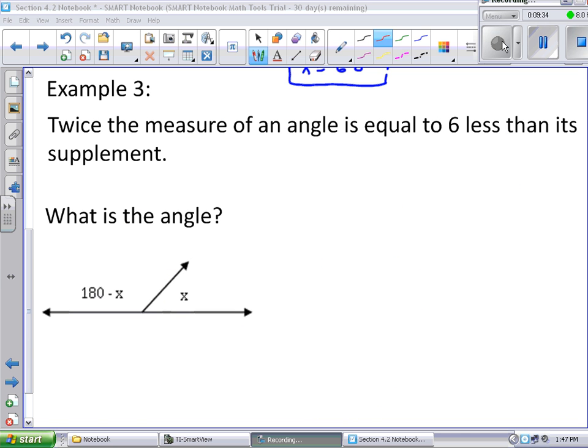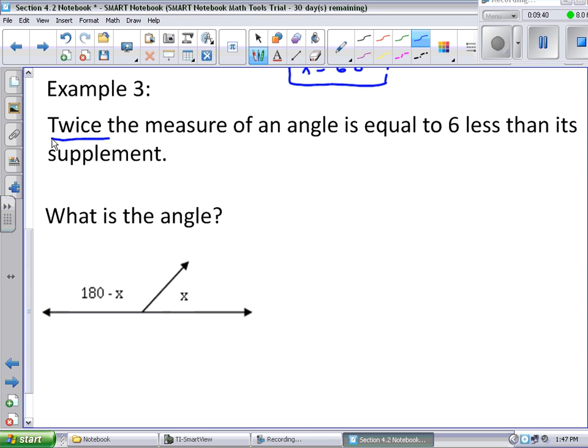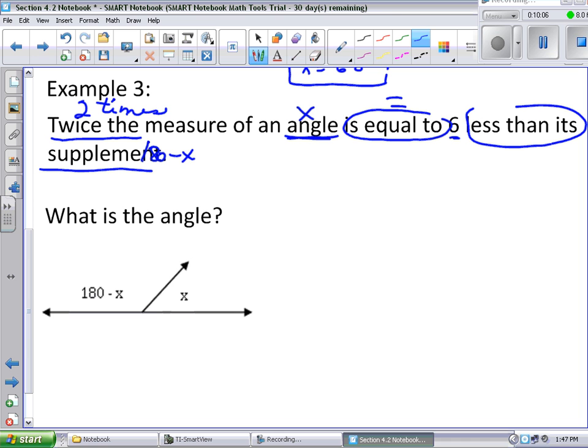Example 3. Twice the measure of an angle. Twice means 2 times, and times means multiply. Twice the measure of an angle, and we're going to call the angle x, is equal to, that's where the equal mark goes, 6 less than its supplement. Now the supplement is 180 minus x. 6 less than is one of our special subtractions, where we have to switch the order.